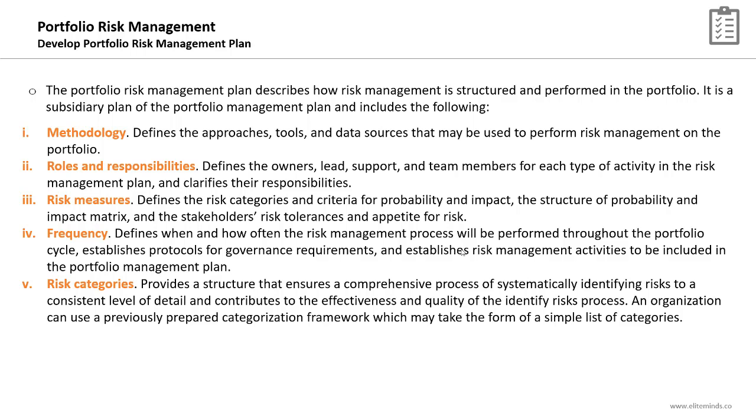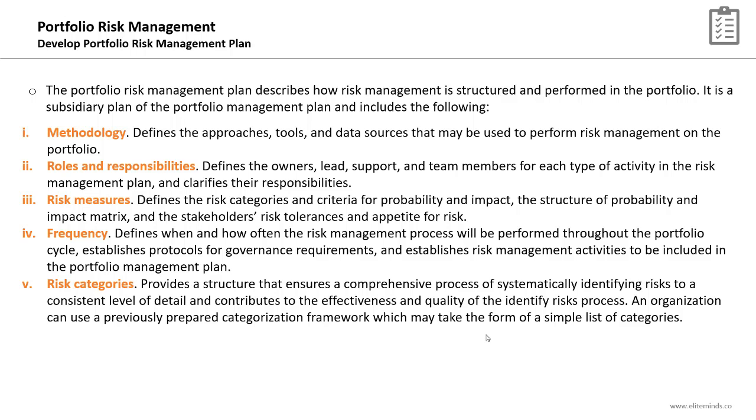The frequency section defines when and how the risk management activities and processes will be performed throughout the portfolio cycle, establishes protocols for governance requirements. Also, it establishes risk management activities to be included in the portfolio management plan. And the last key section will be the risk categories, which provides a structure that ensures a comprehensive process of systematically identifying risks to a consistent level of detail and contributes to the effectiveness and quality of the identify risks process.